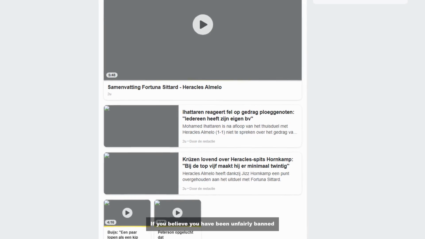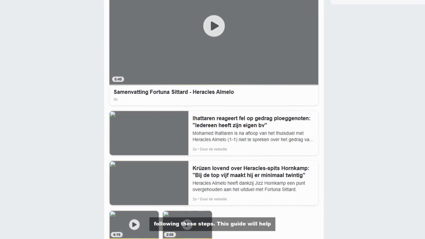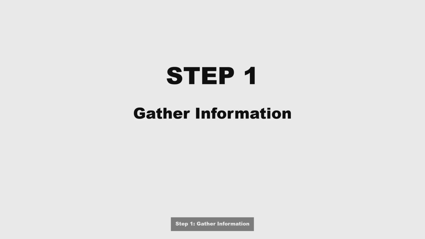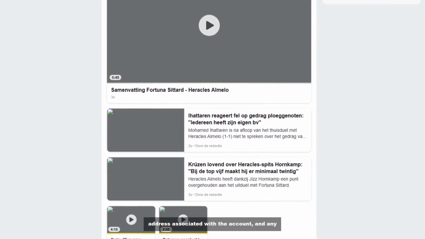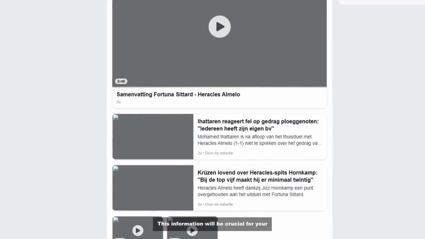If you believe you have been unfairly banned from ESPN+, you can appeal the decision by following these steps. This guide will help you navigate the appeal process effectively. Step 1. Gather information. Collect all relevant details regarding your account, including your username, email address associated with the account, and any communication you received about the ban. This information will be crucial for your appeal.